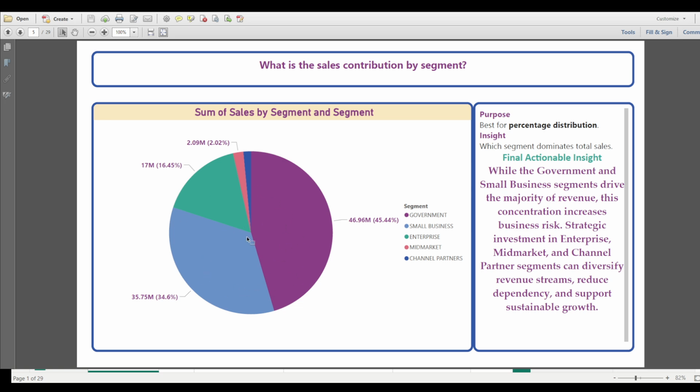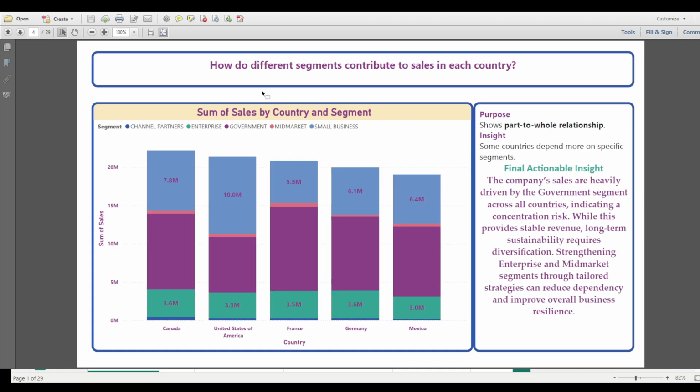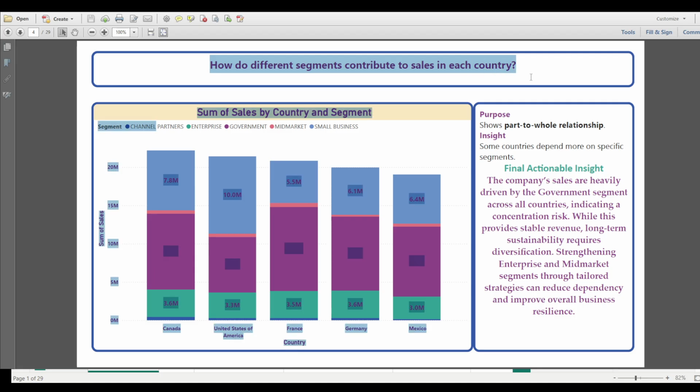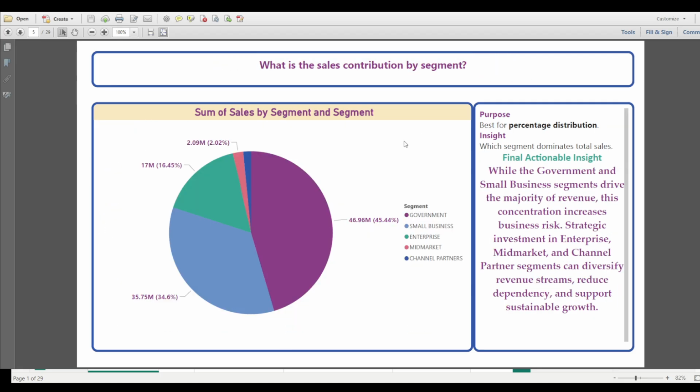This we learned as a pie chart, wherein we are showing the distribution. Whenever we have to show the distribution, that how segment-wise sales are being generated. So this is the sales contributed by segment. Here, how do different segments contribute to sales in each country? These kinds of questions should also be there in your mind before designing a chart.